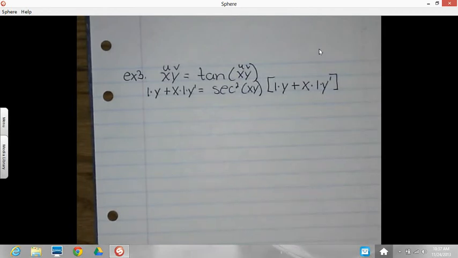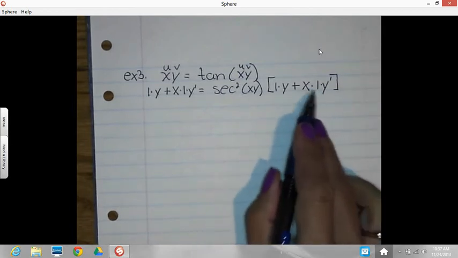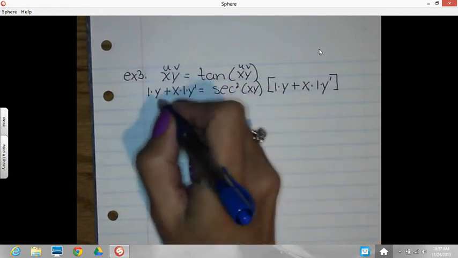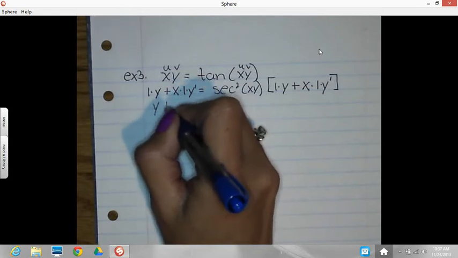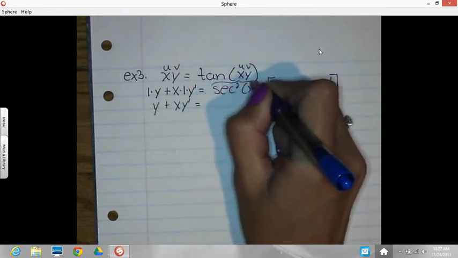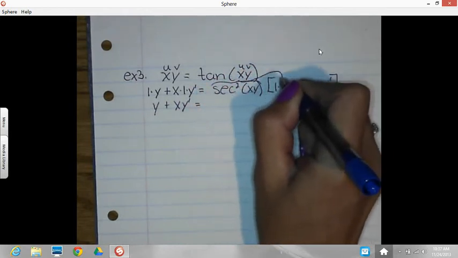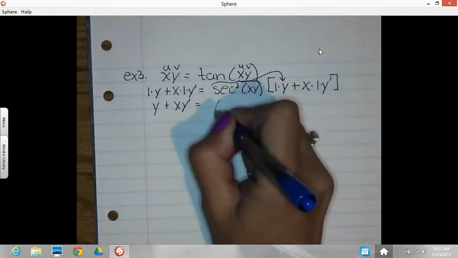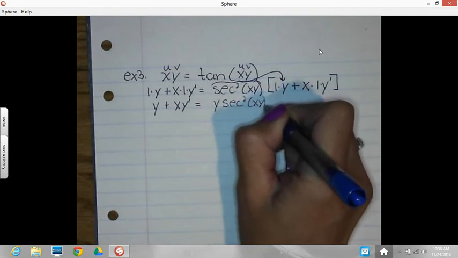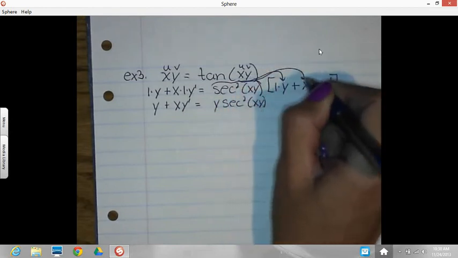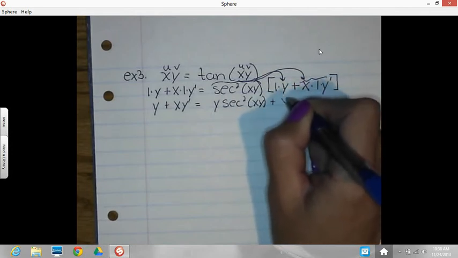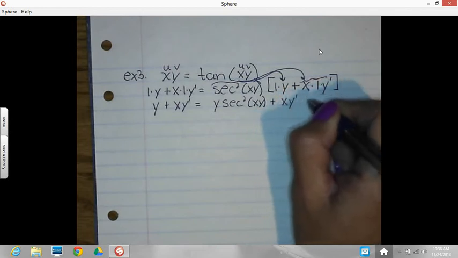Okay, I know I need to distribute when I have these brackets because the y prime term is trapped inside of there. So this side I'll just simplify to y plus xy prime, distributing the secant squared of xy. That y is like a multiplier that goes in the front. And now again, oops, times this whole thing. That will be plus xy prime secant of xy.